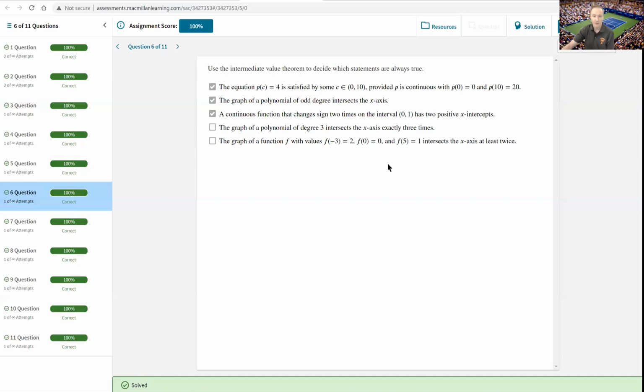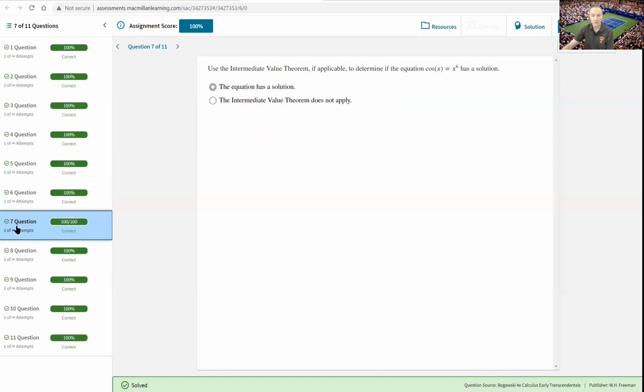So for example, if it said f of -3 is 2, f of 0 is -2, and f of 5 is +1, then it would have to cross down and then cross back up. This only has the one x-intercept, so it certainly doesn't have to cross twice.